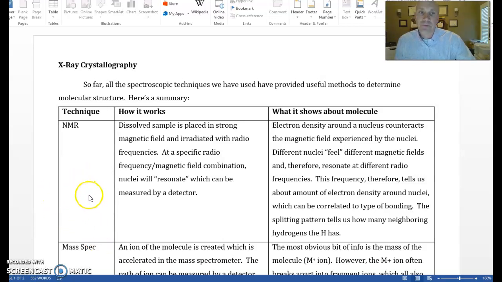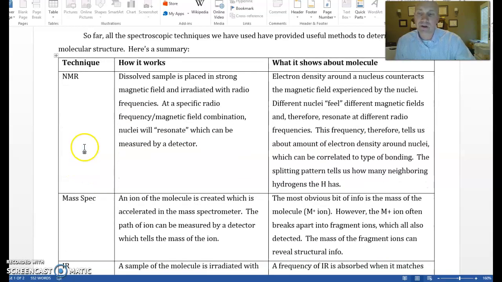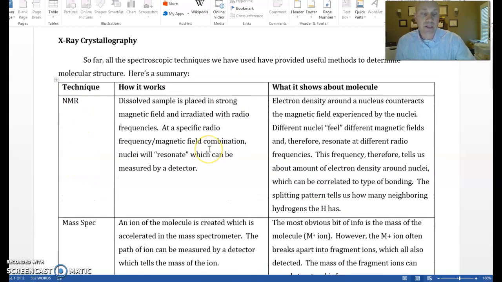So in this video, I'm going to be giving a little bit of an overview of the technique of X-ray crystallography. All right. So to start this, I'm just going to give a brief overview of some of the techniques that we've talked about so far that would allow us to determine the structure of molecules.